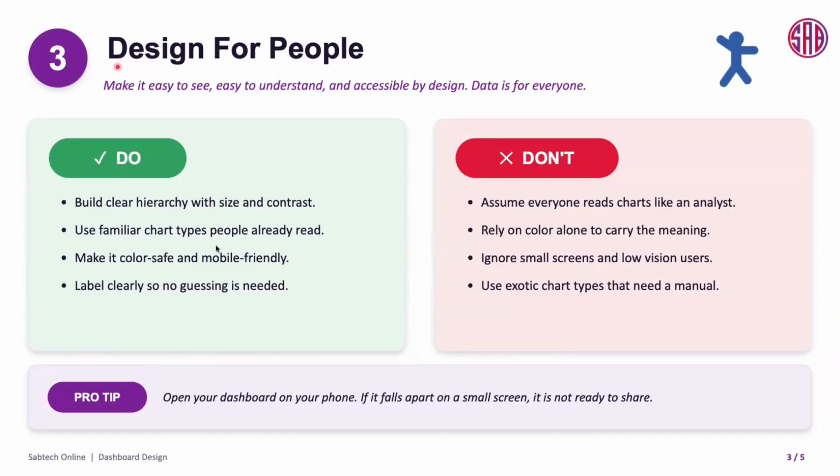Use familiar chart types people already know. Don't use a chart because it has newly come on board. AI has given you a chart and you use it? No. Use the charts people can interpret. Then make it color safe and mobile friendly. If someone opened your report on a mobile phone, will things snap and disappear? No. So you have to look into that.